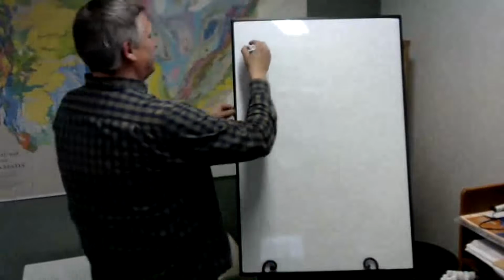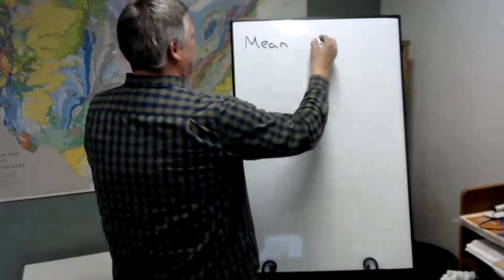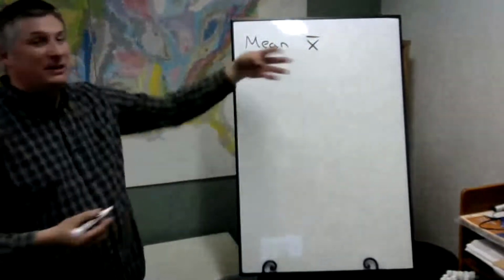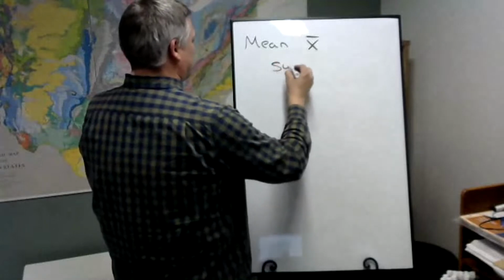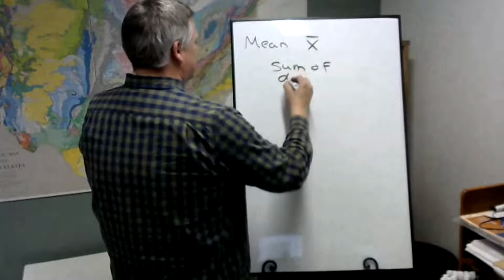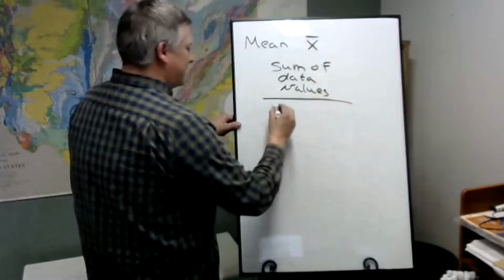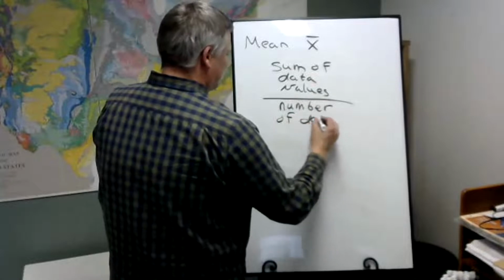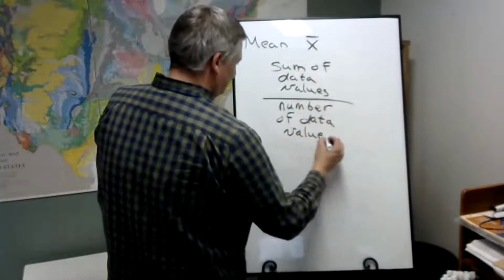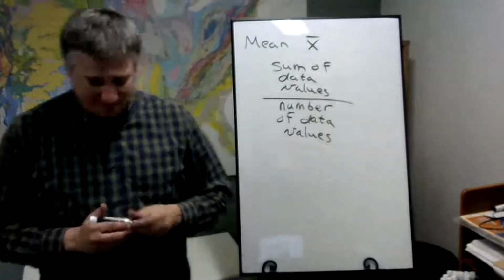So we talk about the mean, x bar, and we represent the mean with x bar. And this is where it's the sum of data values divided by the number of data values. So the sum of data values divided by the number of data values.